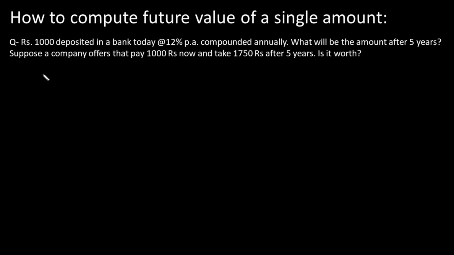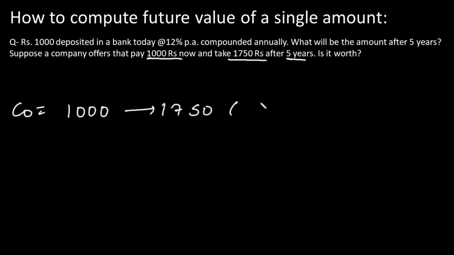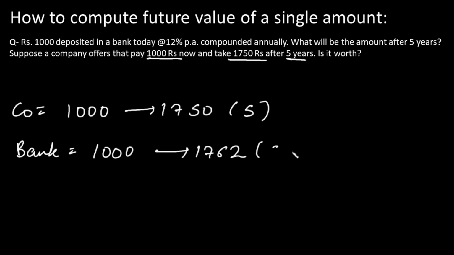Now coming to the second part of the question, suppose a company is offering us that we pay 1000 rupees now and we get 1750 rupees after 5 years. What is the company saying? कि अभी हम 1000 दें and we get 1750 after 5 years. And what did we calculate as per our bank? कि we pay 1000 now and we get 1762 rupees after 5 years if we deposit it in a bank. So which one do you think is a better option? Obviously this one is a better option, so we will reject the company's offer.